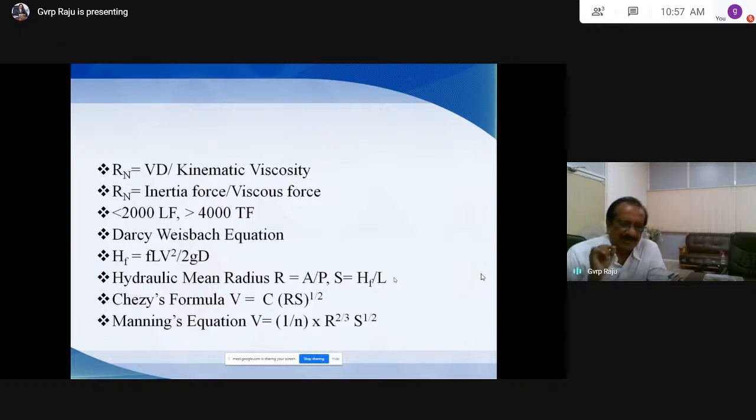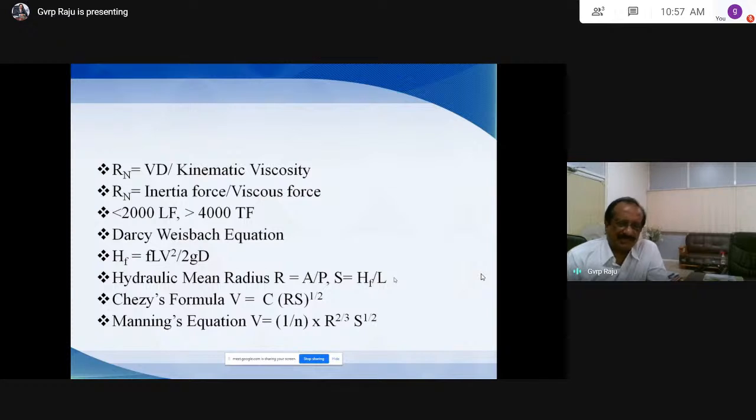So try to remember the important equations I have given up to now. Reynolds number is Vd by nu, and when the Reynolds number is less than 2000, it is laminar flow. When it is more than 4000, it is turbulent flow, and between 2000 to 3000, it is a transition flow, and the velocity is the critical velocity at which the flow changes from laminar to turbulent.